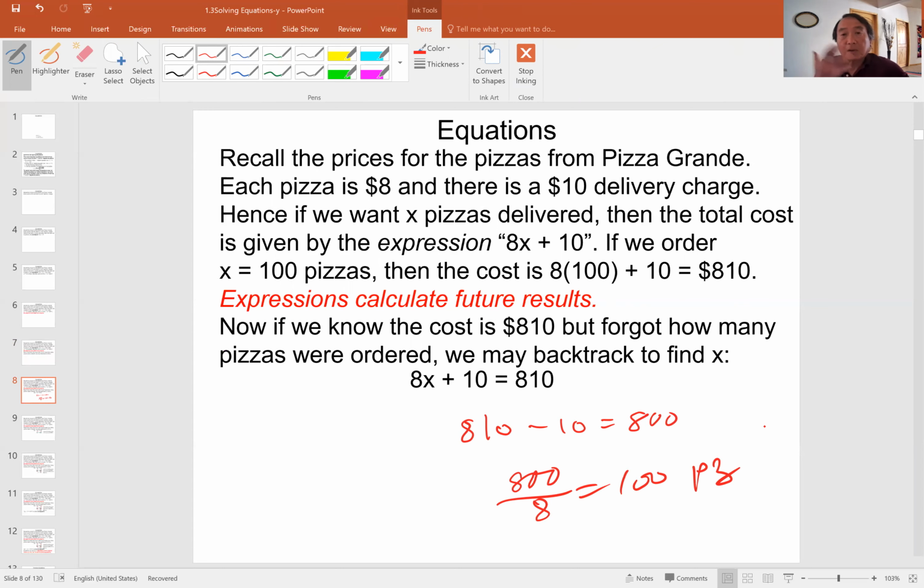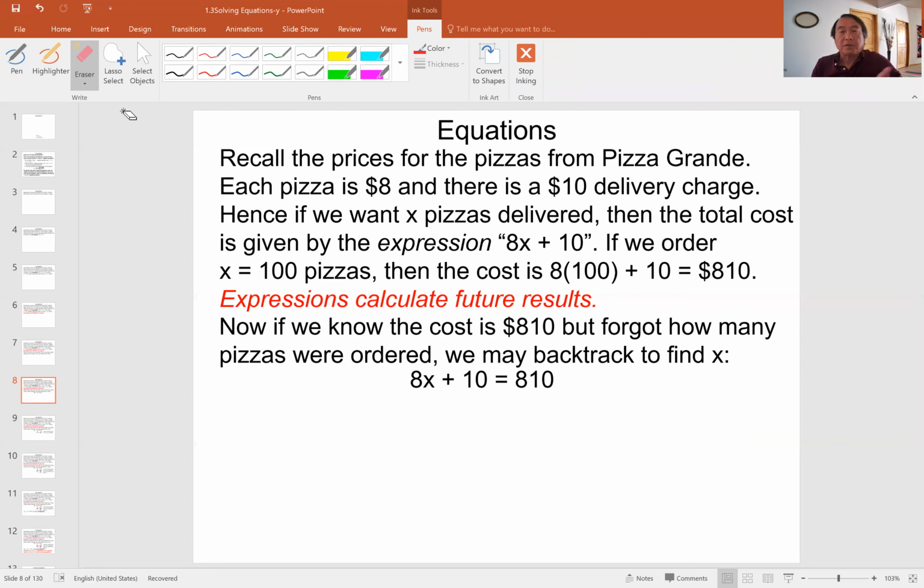We're going to capture this backward reasoning using this setup, these equations in front of us. That is, we're going to write the expression which calculates the outcome. On the other hand, we know what the cost is, 810. Remember, we're trying to get back to the X. So we set these two things equal to each other with a double bar.